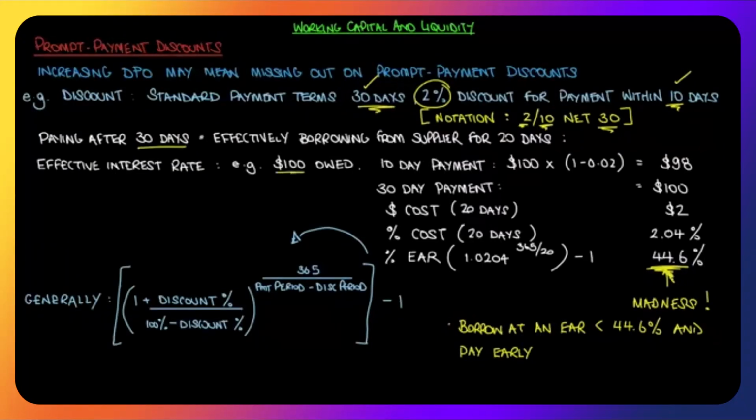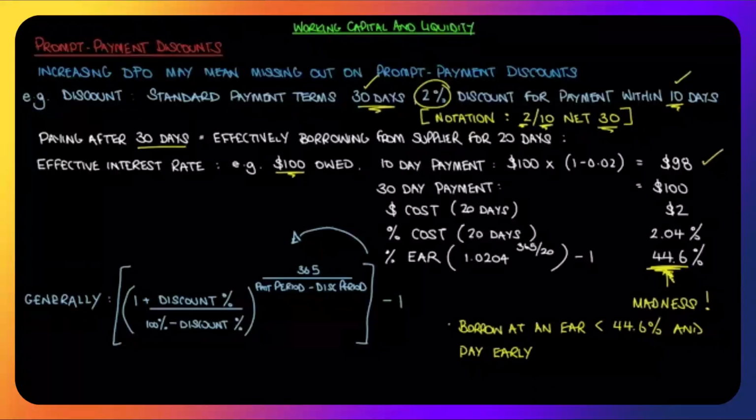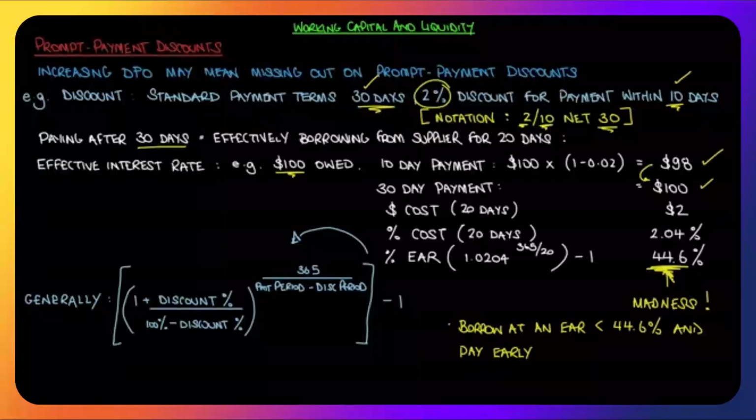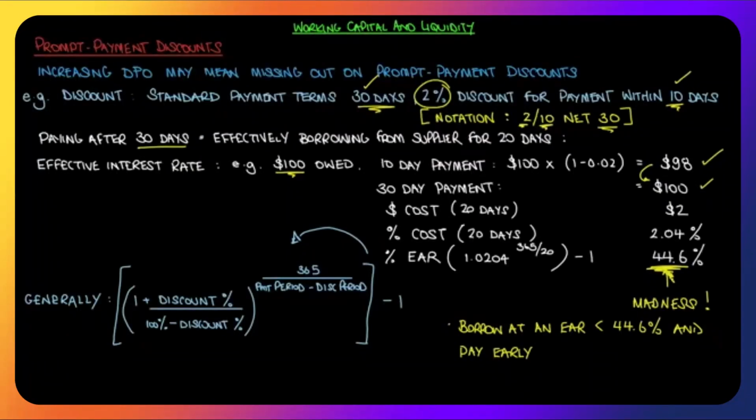Think of it like this. Imagine you owed a supplier $100. If you pay within 10 days, you get the 2% discount. You would only have to pay $98. If, on the other hand, you wait until day 30, the latest you could, you have to pay $100. That is effectively borrowing. The cost of borrowing is the $2 discount on the $100. So the $2 is the dollar cost for 20 days. As a percentage, over 20 days, that's 2.04%. How did I get that?